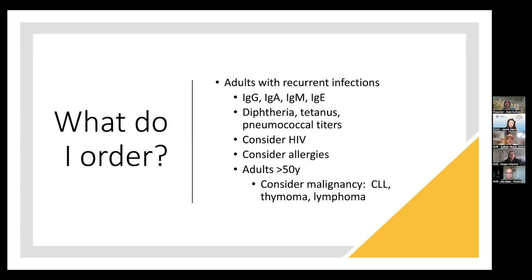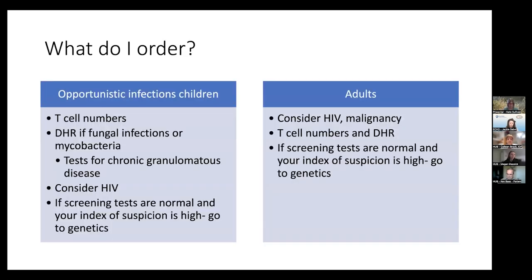Always think about HIV, always think about allergies. Allergies are a very powerful driving force for recurrent infections. And then for an older adult, you want to think about malignancy. So CLL would be the most common, but thymoma and lymphoma also lead to recurrent infections or peculiar infections.